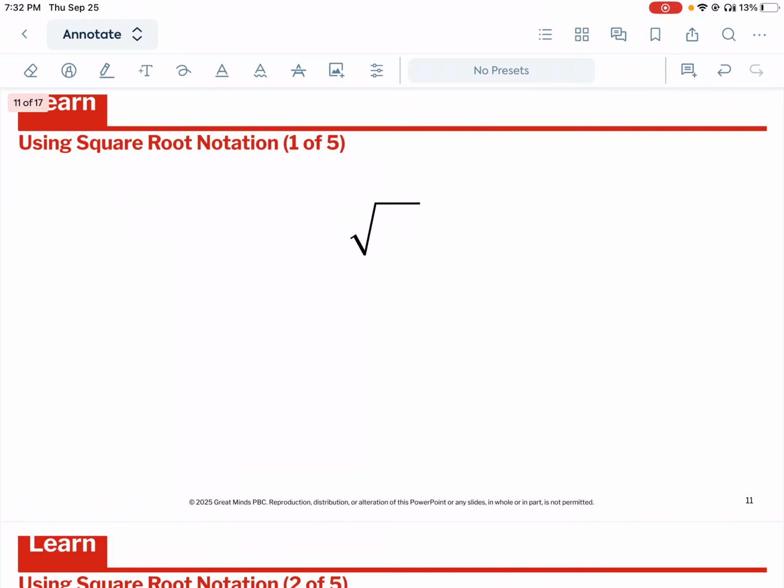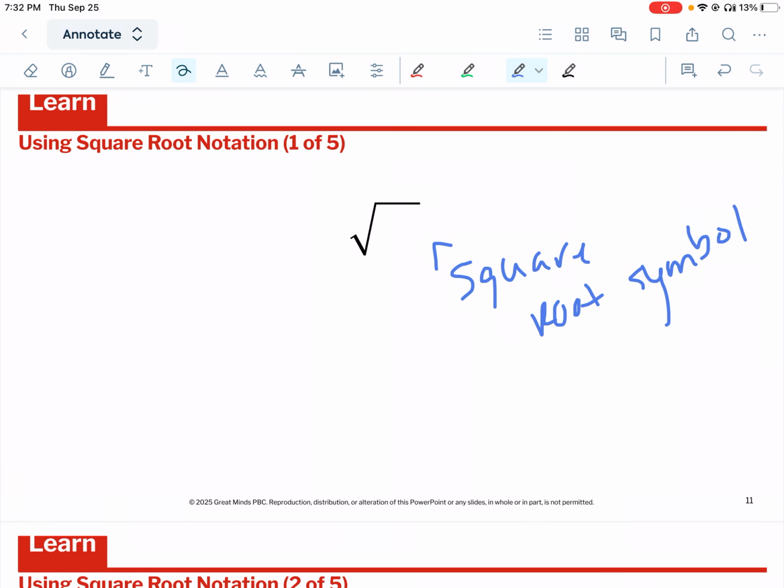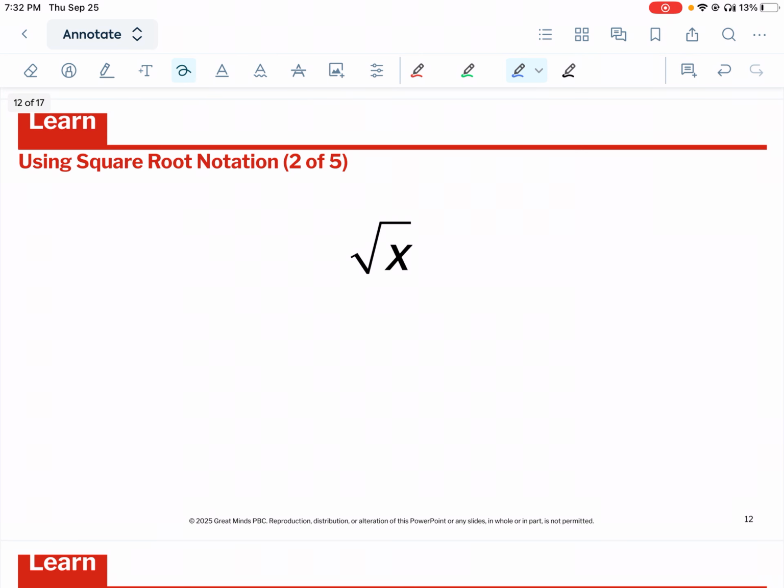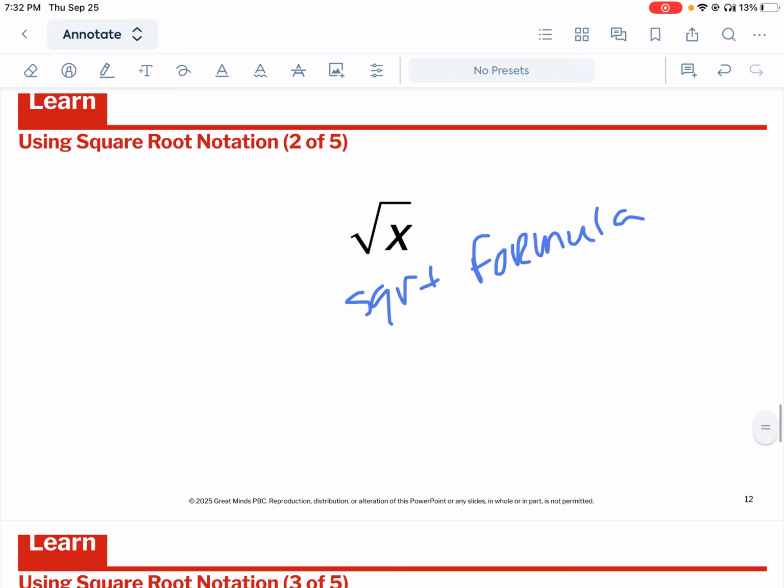This is just showing that this is our square root symbol. If you need to annotate this somewhere, just make sure you label it square root symbol. That's how it looks on every single calculator. If you ever need to shorthand, square root is right, SQRT. That means square root. Same thing on the calculator. This is our square root formula, and I'm going to shorthand this. All it is just x square rooted. We've been square rooting, but here it is again.